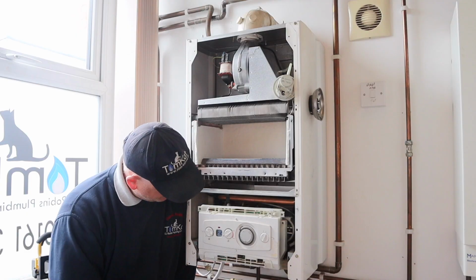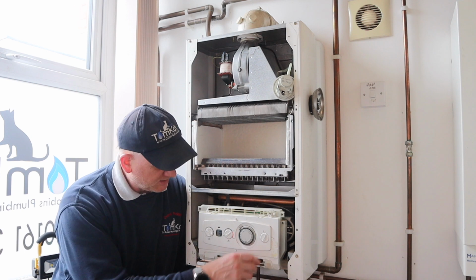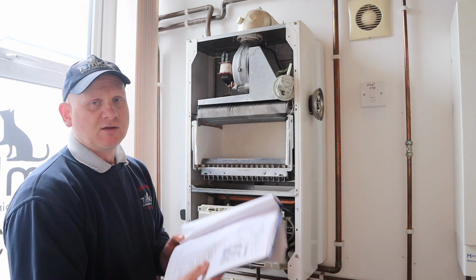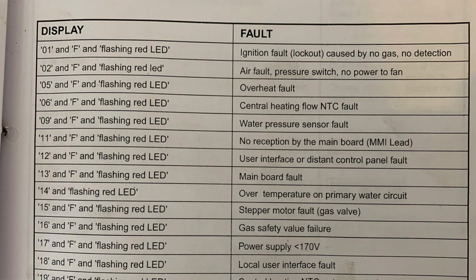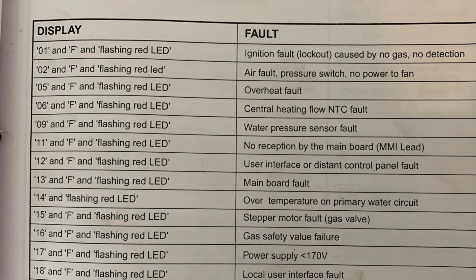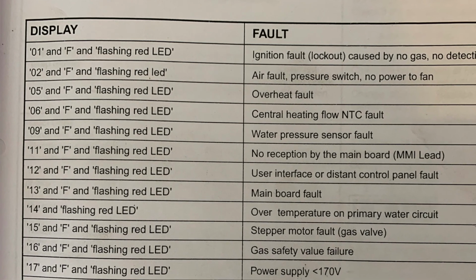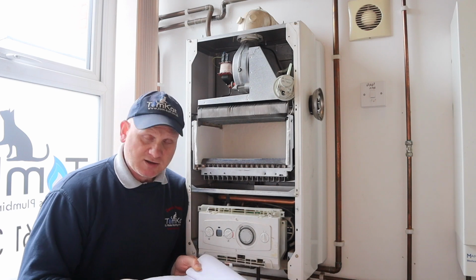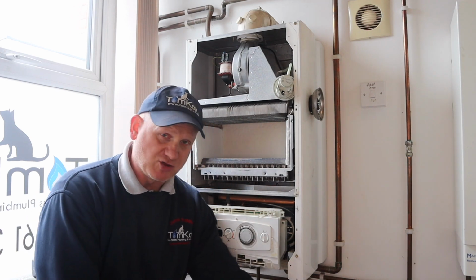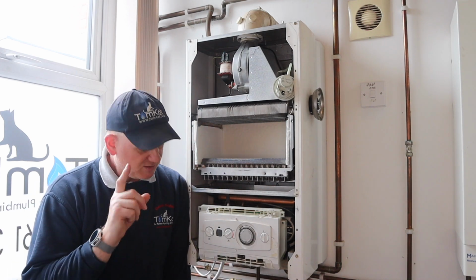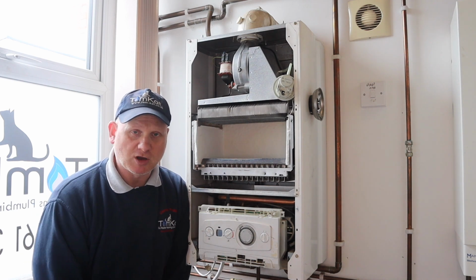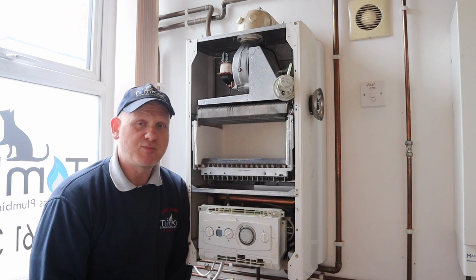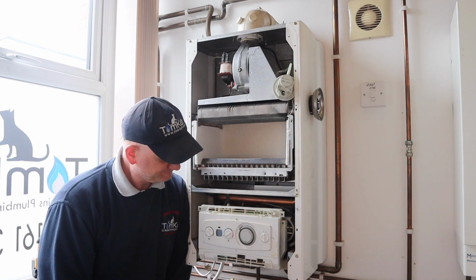So let's turn that off. And let's find out what F2 is on our instructions. And it says F2, flashing red light, air fault, pressure switch, or no power to the fan. So it took a while for it to decide what it was doing, but it did come up with the right fault code of F2. So that's saying the air pressure switch is broken.